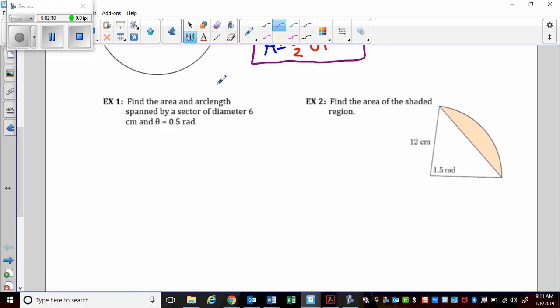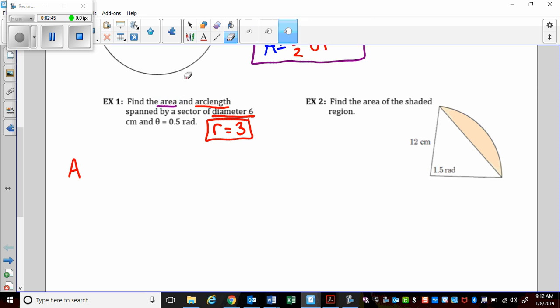Okay. So this is an example. It says find the area and arc length spanned by a sector of diameter 6. So this is not what we want. We want the radius. If my diameter is 6, my radius is 3, it's half of it, so divide it by 2. Centimeters, and theta is 0.5 radians. All we have to do is plug it into the area of a sector formula, and we also want to find the arc length. So this one is asking us for 2 different things. I'm going to find the area of a sector first, and then I'll find the arc length.